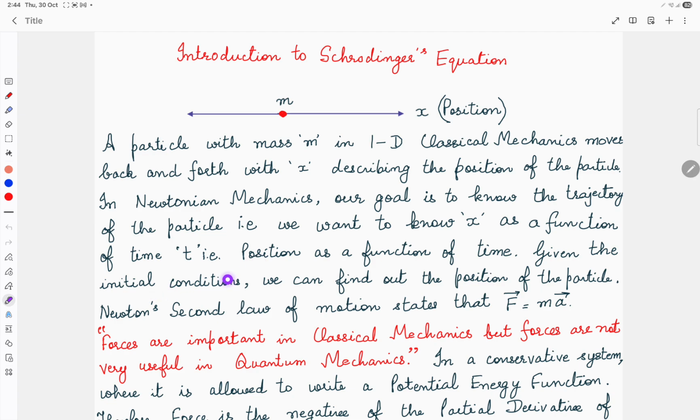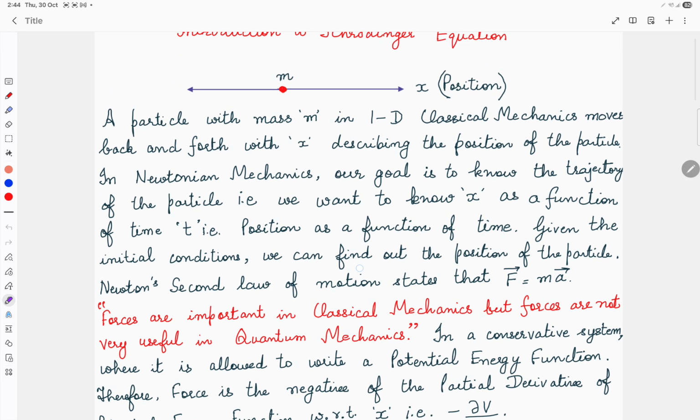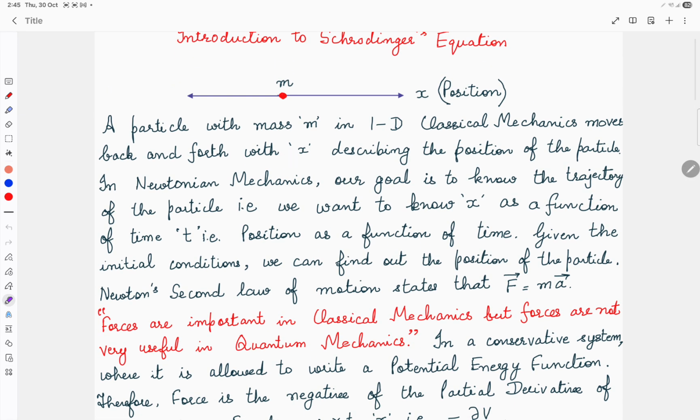That means we are actually working with position as a function of time. Now given the initial conditions, we can find out the position of the particle. So if we are dealing with Newtonian mechanics and we want to find out the position of this particle using Newton's second law of motion, which gives me F is equal to ma. So we can find out the position of the particle, where F is the force and mass into acceleration.